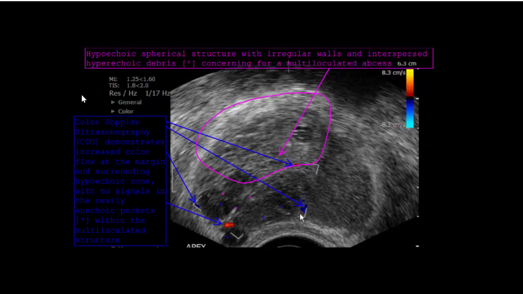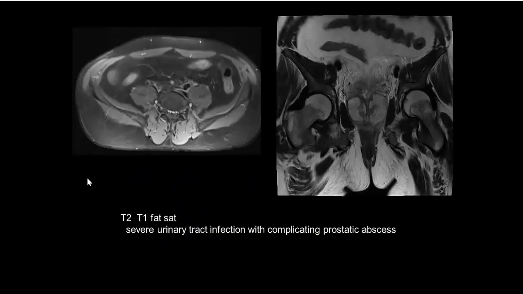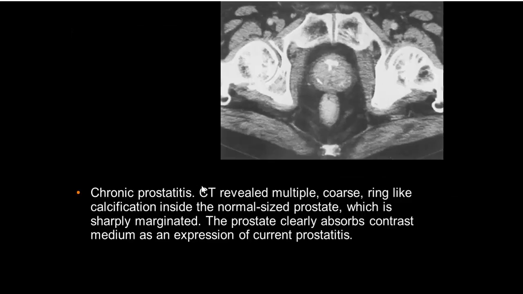These are examples of prostatitis. Hypoechoic spherical structures with irregular wall, interspersed with hyperechoic debris, concerning for multiloculated abscess. T1 fat-suppressed and T2 images show severe urinary tract infection and complicated prostatic abscess.